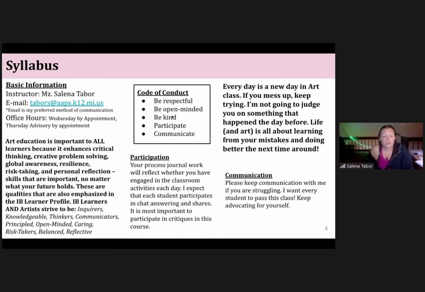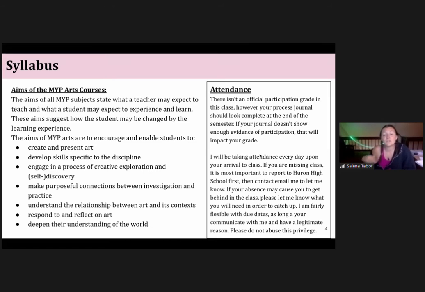So the first thing we'll look at is the syllabus, and I'll just touch on some brief points, and then you'll have the opportunity to read through it a little bit more thoroughly later as needed. There's my basic information as well as my code of conduct and the participation and communication guidelines. Every day is a new day in this class. There's no judgment here. Life and art is about learning from your mistakes and doing better the next time around. So just keep in communication with me. There's no direct participation points in this class, but you will have small groups, and then your process journal will show whether you participated or not.